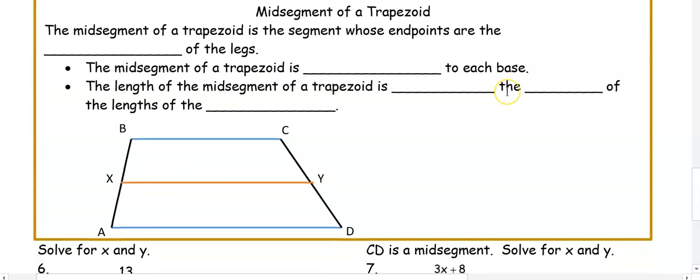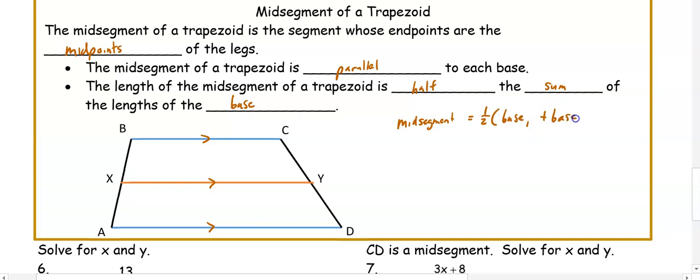The last part that we're going to talk about then is a mid-segment of a trapezoid. So we have talked about mid-segments of triangles before. This follows along the same idea. So a mid-segment of a trapezoid is a segment whose endpoints are the midpoints of the legs. The mid-segment of a trapezoid is parallel to each base, so all three of these are parallel. And the length of the mid-segment of a trapezoid is half the sum of the bases. So our mid-segment is equal to 1/2 base 1 plus base 2.